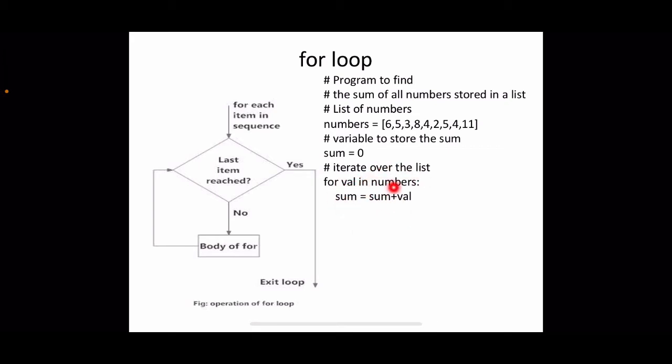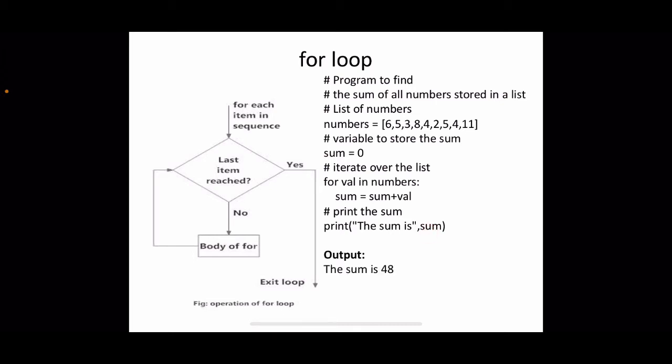Again for the next iteration, since the list is not exhausted, the second item will be assigned to val, that is 5, and that will be added here, like that. This will be repeated as long as there are items to be served from this list. So after serving 11, what happens? The sequence is exhausted. In that case the loop will be exited and the control will reach here. So we can write here the statement for printing the sum, after all the iterations are over. Here the message and the value of sum can be printed.